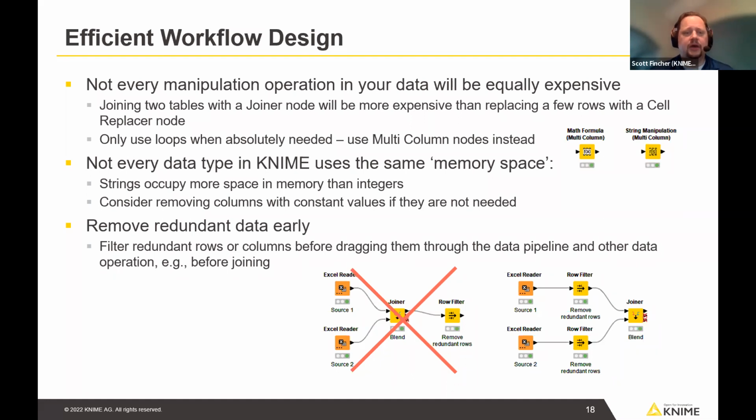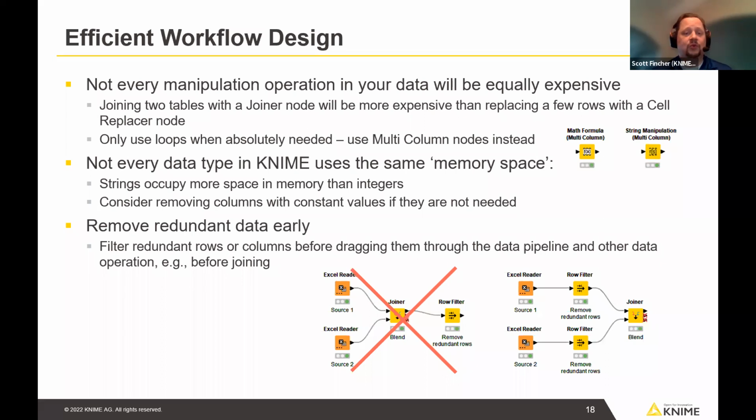Something else to consider in your design is that not every data type in KNIME uses the same amount of memory. Strings, for example, take up more space in memory than integers do. So you want to think about the structure. What data types are you using as you're setting up your workflow to try and conserve resources, both memory and storage? Something else that you can consider is removing columns with constant values or very low variance values if they're not needed. If you're not going to be using them down the line, just get rid of them.